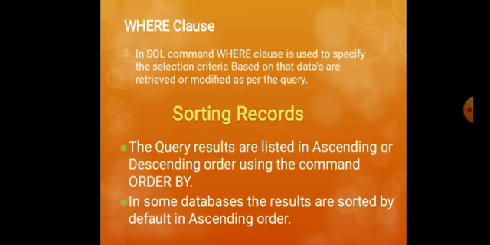WHERE clause. In an SQL command, the WHERE clause is used to specify the selection criteria based on which data is retrieved or modified as per the query. Sorting records. The query results are listed in ascending or descending order using the command ORDER BY. In some databases, the results are sorted by default in ascending order.